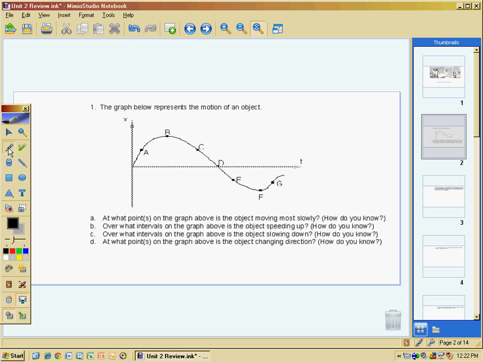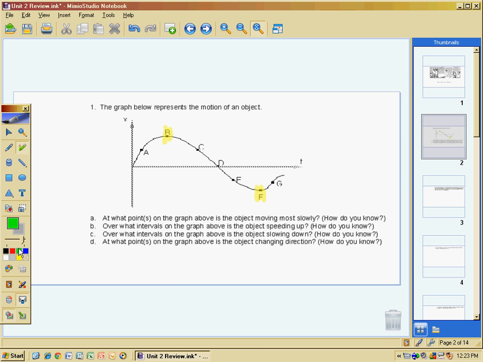So for part A, at what points on the graph above is the object moving most slowly? The question you have to ask yourself is at what points on the graph does the object have the smallest slope, the flattest slope? And that's obviously going to be B here and F here. In fact, not only are they moving the most slowly, but because the slope is horizontal, it's going to be 0.